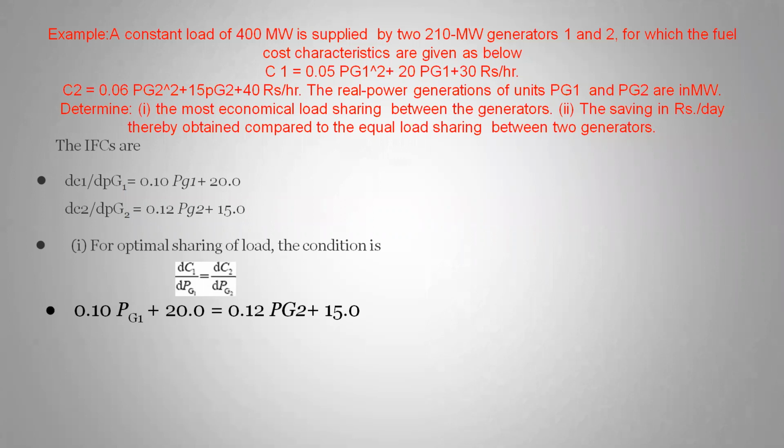So you are calculating generator 1's power generation, and given power generation, what is the difference in the sharing. So the integral between, you are calculating power and you are given power generation, and reduce the power generation. Next, the saving in rupees per day thereby obtained compared to the equal load sharing between two generators.